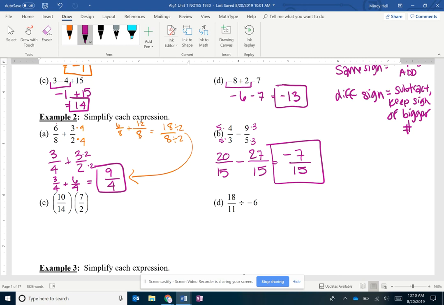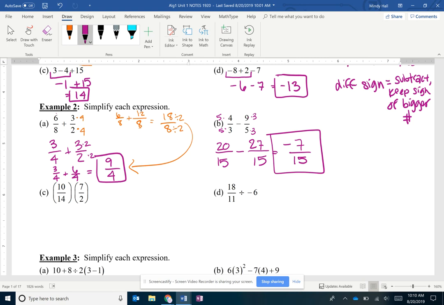Also, with these fractions, when you have a negative, it doesn't matter if the negative is in the top or the bottom or just off to the left side of the fraction itself, because it'll give you the same number regardless.